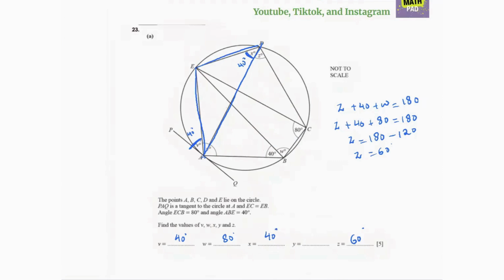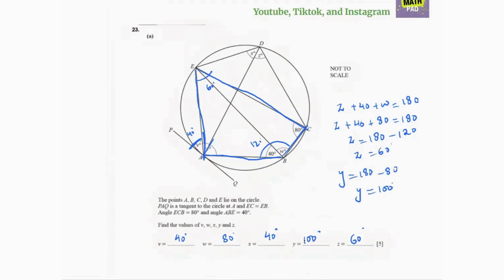And now for y, we have another cyclic quadrilateral. This, this, and this. Again, all four vertices are touching the circumference. So 40 plus W, which is 120. If this is 120, this is 60. And this is 80. Y is going to be 180 minus 80, and that's 100. So these are your angles.